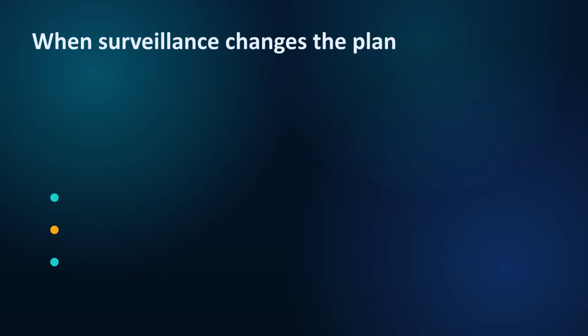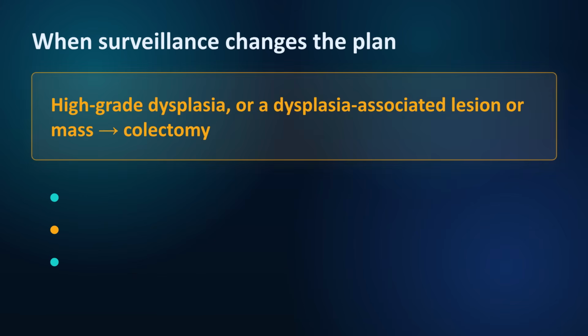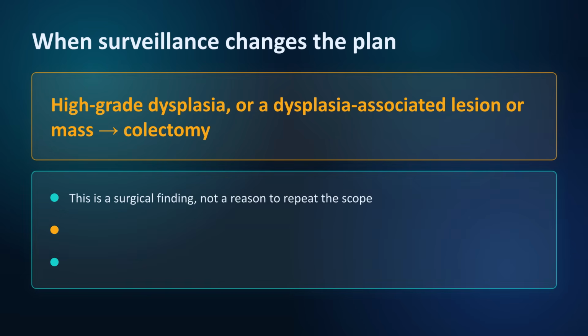And what changes the plan? If surveillance finds high-grade dysplasia, or a dysplasia-associated lesion or mass, the answer is colectomy. That is a surgical finding. It is not a reason to repeat the colonoscopy in 6 months and hope.